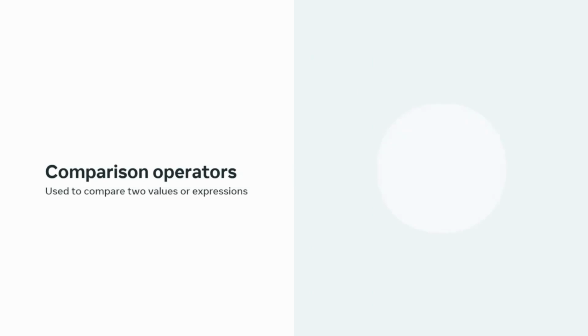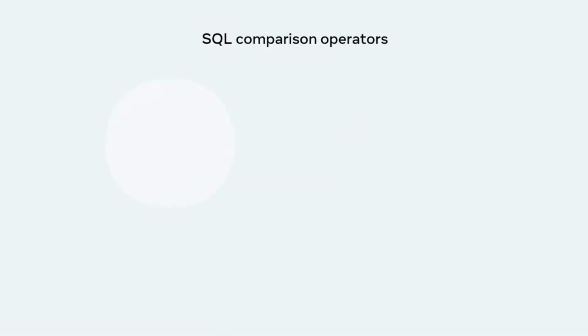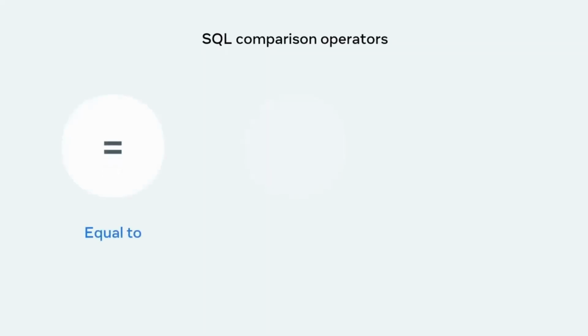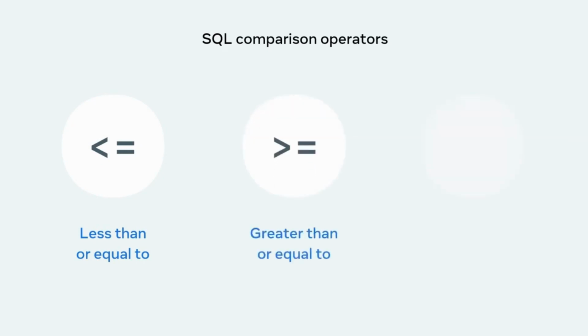Comparison operators are used to compare two values or expressions where the outcome result can be either true or false. They can be used to filter data and to include and exclude data. So how are these operators used in SQL? SQL uses common mathematical comparison operators by means of the symbols equal to, less than, and greater than. It also uses less than or equal to, greater than or equal to, and not equal to.